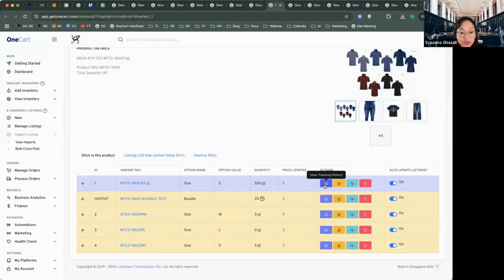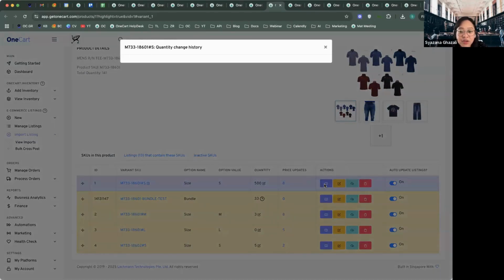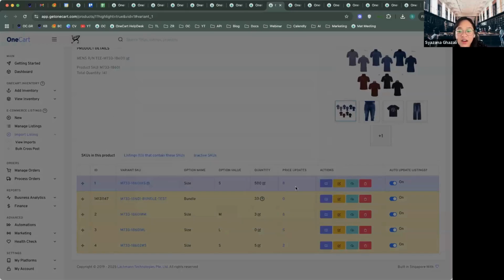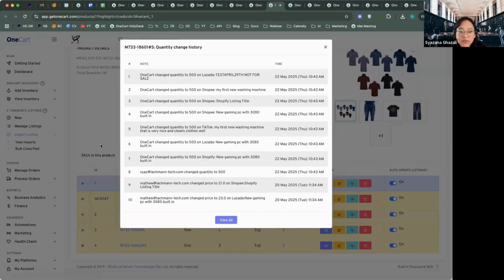And just to ensure whether it is being pushed through, go under your tracking history, and you will see that Syaz changed quantity to 500. So that happened, but now we do not know whether it was being pushed across platform. And then you will see that right now it's being pushed across platform. So this is something that you want to take a look at, right?